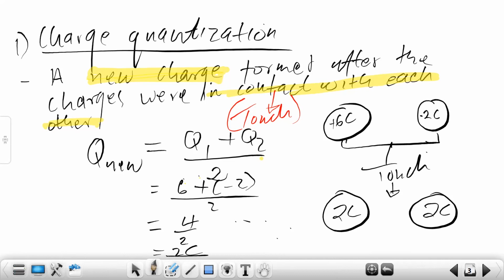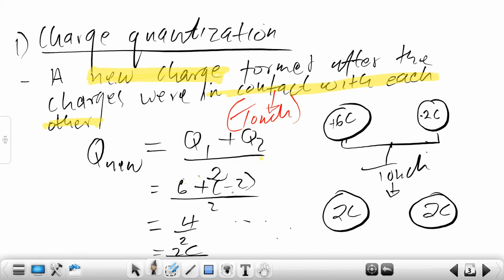So this is what we call charge quantization. Charge quantization is basically formed after the charges were in contact with each other. So I need to have two charges for this particular concept to take place. I hope it's clear. Just bear in mind that you need to consider the signs of the charges, because in electrostatics they influence our final answers, especially in charge quantization.